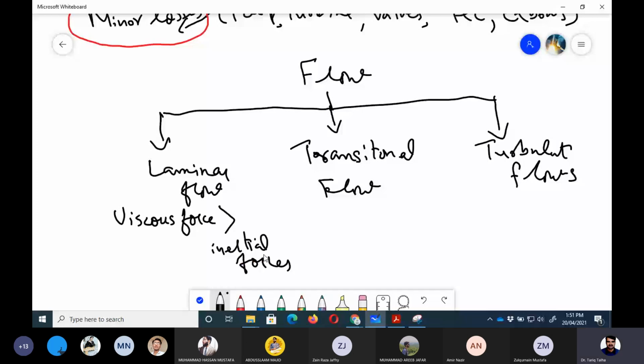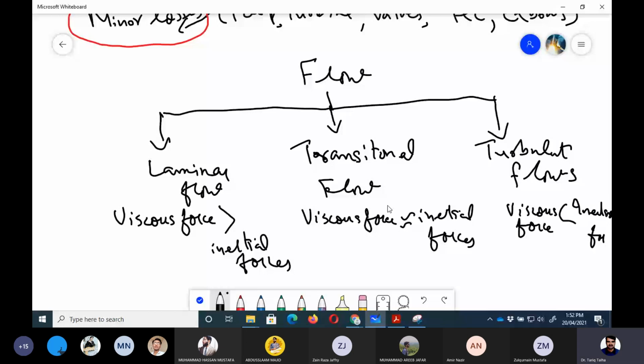So it means that the inertial forces want to cause the acceleration or momentum of that fluid, but because the viscous forces are very high, the flow remains a kind of streamlined flow. In transitional flow, viscous forces are comparable to the inertial forces. And in turbulent flow, viscous forces are quite a bit less than inertial forces.